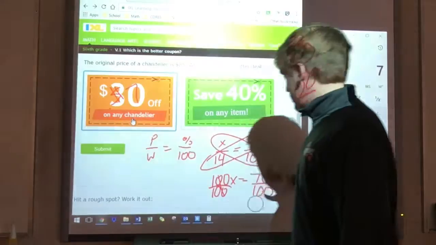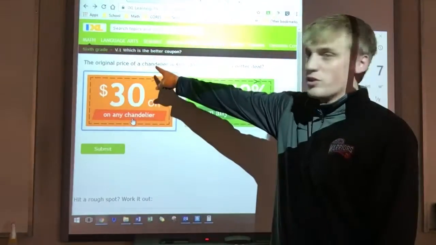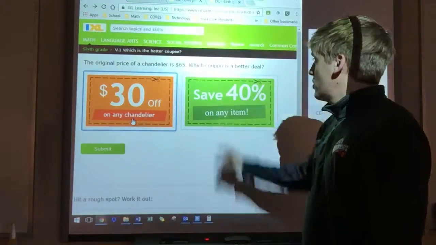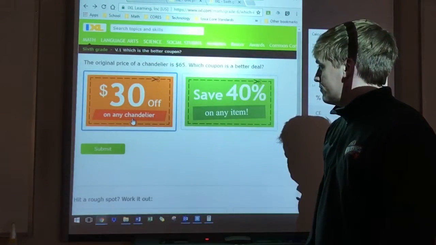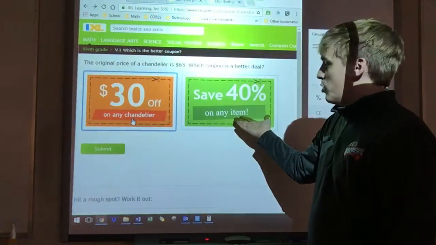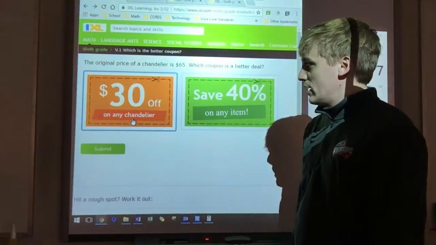So we're going to try this next one as well. Pick the one with the percentage. This says the original price of the chandelier is $65. Which coupon is a better deal? $30 off or save 40%. Okay, we're going to use the percent because the other is already in dollars.